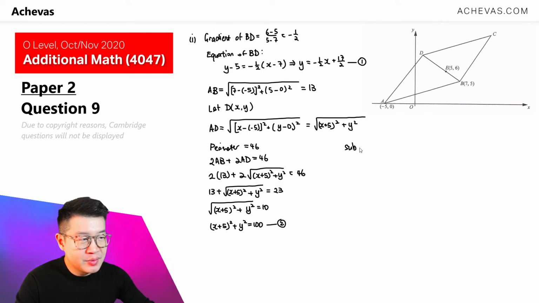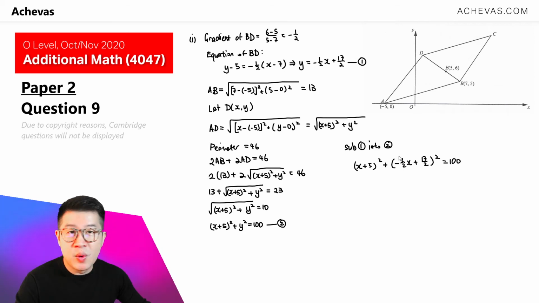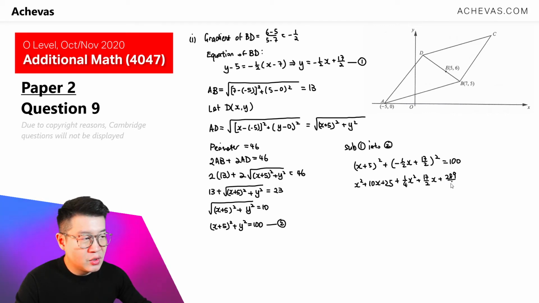To do that, I'm going to substitute equation number 1 into equation number 2. So substituting this into this, we have (x plus 5) squared plus y, which I'm going to replace by (minus half x plus 17 over 2) squared. This is equal to 100. Expanding this, we will have x squared plus 10x plus 25. Then expanding this, it is going to be 1/4 x squared plus 17 over 2 x plus 289 over 4. This is equal to 100.